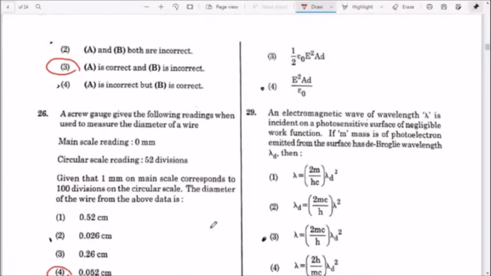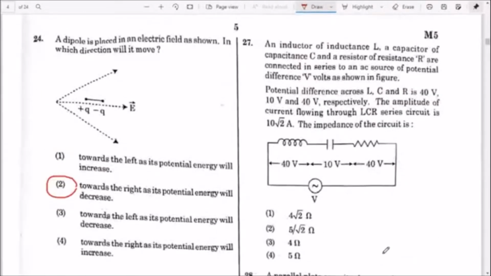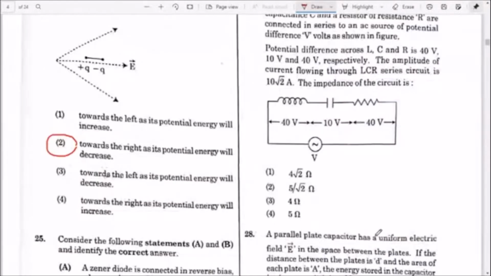Next, question number 27. An inductor of inductance L, a capacitor of capacitance C, and a resistor of resistance R are connected in series to an AC source of potential difference V volts as shown in the figure. Potential difference across L, C and R is 40 volts, 10 volts and 40 volts respectively. The amplitude of current flowing through the LCR series circuit is 10 root 2 amperes. The impedance of the circuit is option number 4, 5 ohms, which is the correct option, students.